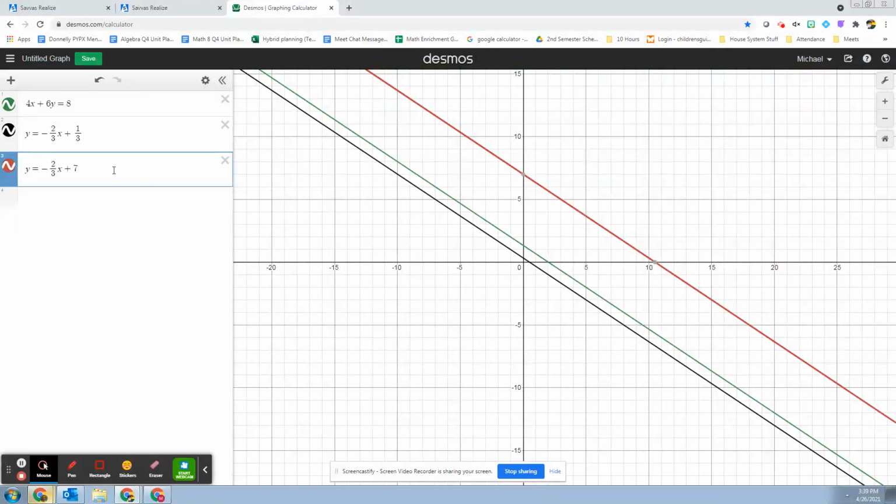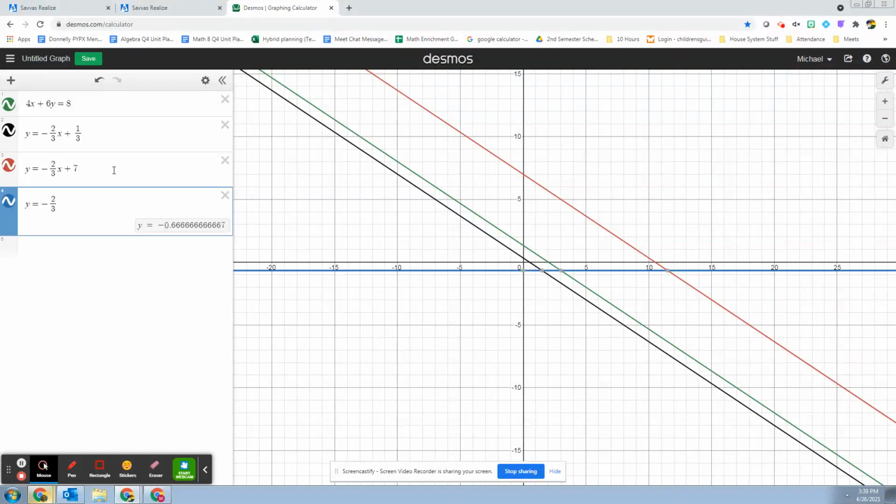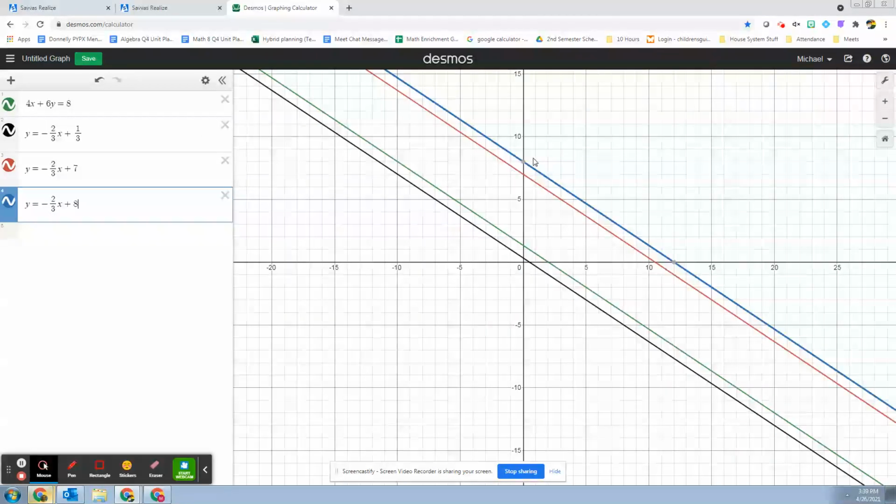So now I need to come up with another parallel line. Y equals -2/3x plus 8. Look, two different parallel lines. Yay! That's that. That's all I'm going to show you in this video. I know it's kind of long, but yeah, you want to use Desmos.